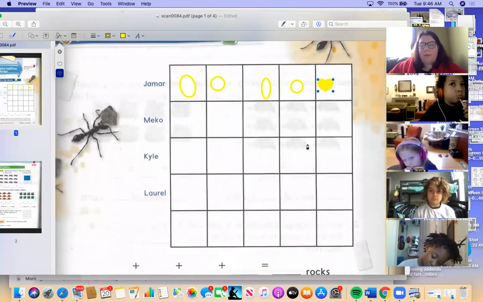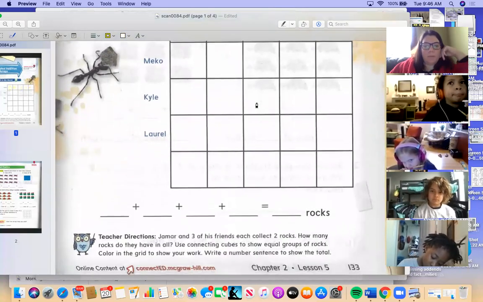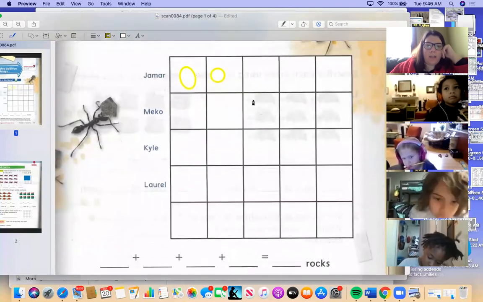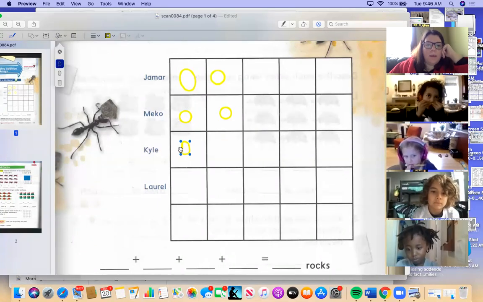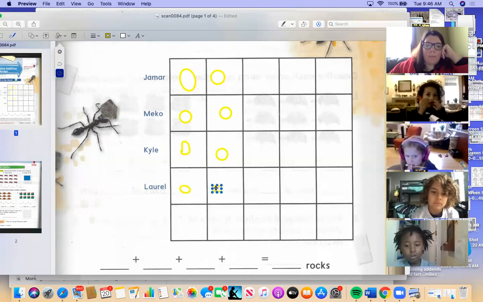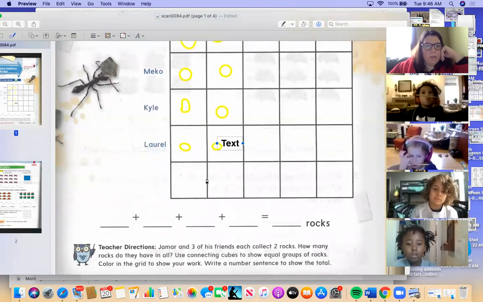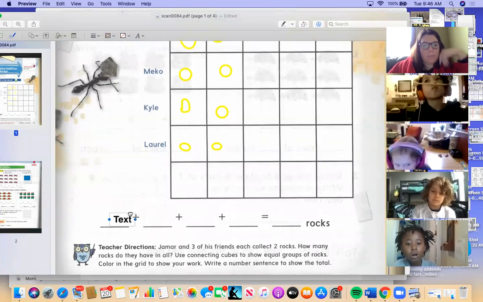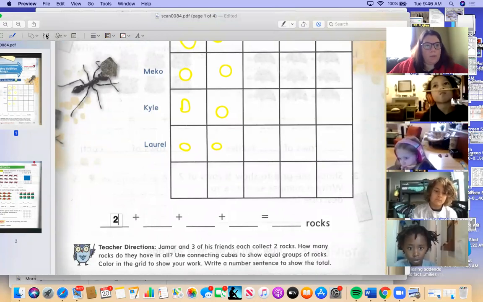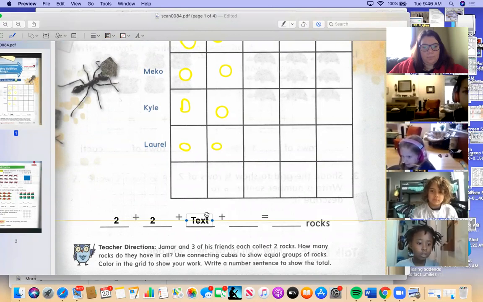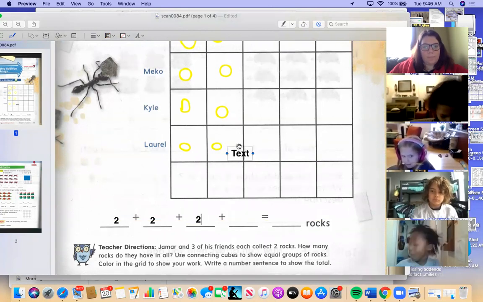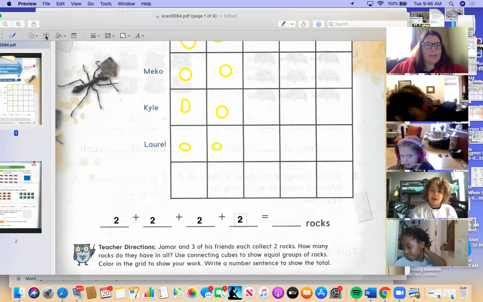Oh, wait, sorry, I guess I should have read the example down here. It says Jamar and 3 of his friends each collect 2 rocks. So Jamar collected 2 rocks, Miko collected 2 rocks, Kyle collected 2 rocks, and Laurel collected 2 rocks. Our repeated addition would tell us that 2 plus 2 plus 2 plus 2 equals what, guys? 8.